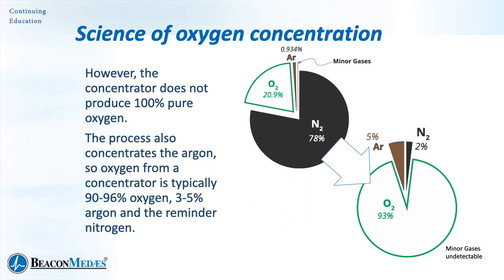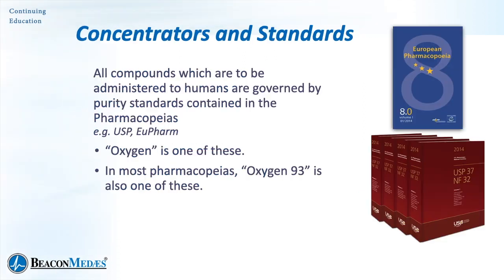It's probably a better argon concentrator than it is an oxygen concentrator, which means that the oxygen that we get out of a concentrator is not 100% pure. It will contain a small fraction of argon and nitrogen. So we don't get from a concentrator oxygen 99% like we would from an oxygen air separation plant. We would get oxygen 93, which is a concentration of 90% oxygen to 96% oxygen, with the balance gas being primarily argon.